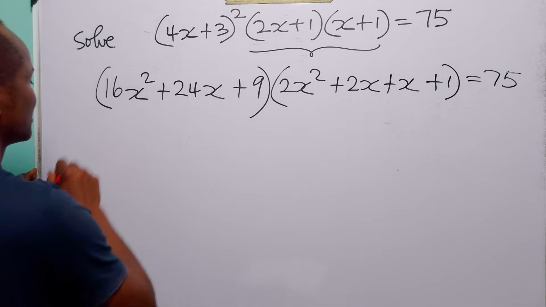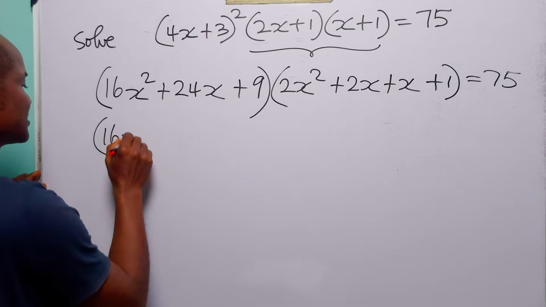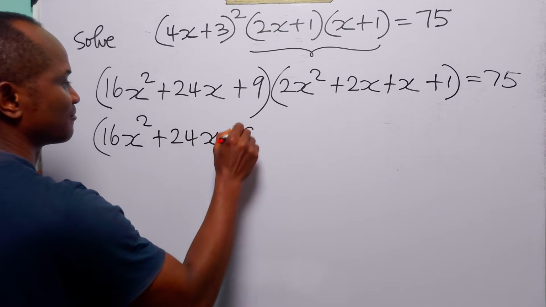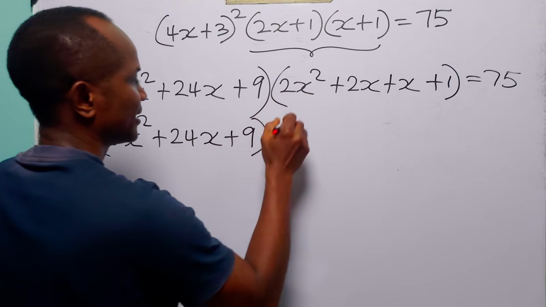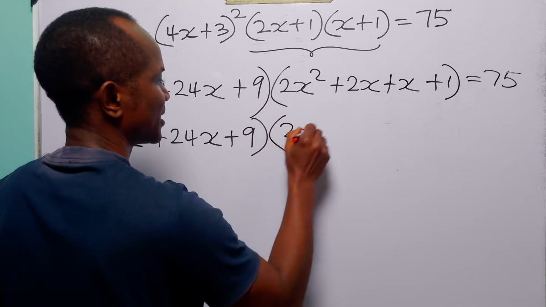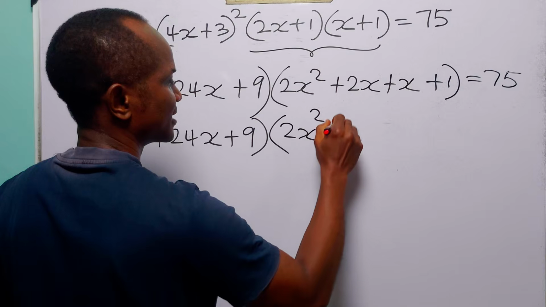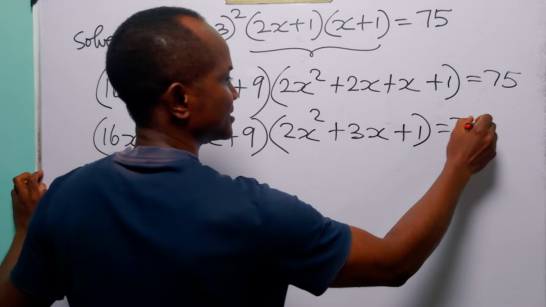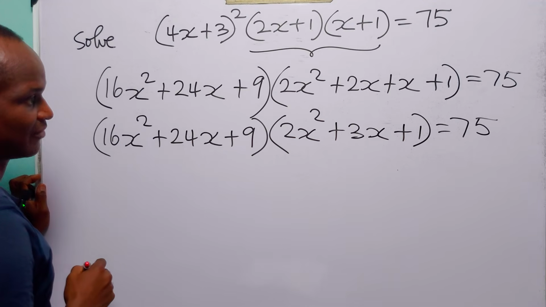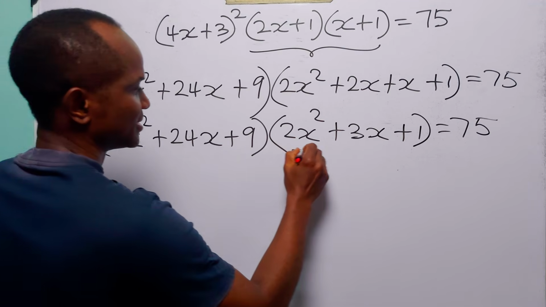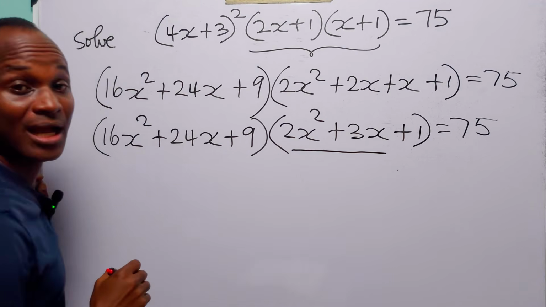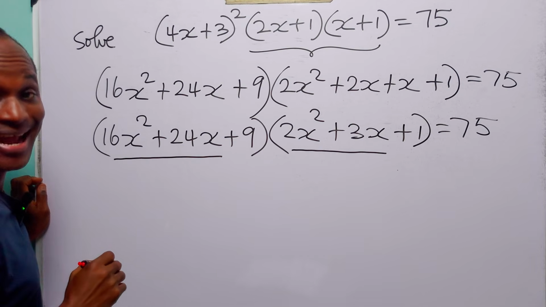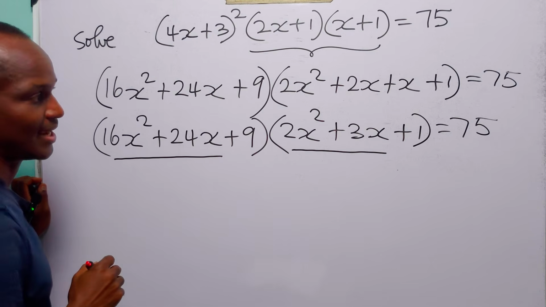Let us simplify this. Here we have 16x squared plus 24x plus 9. And here we have 2x squared. 2x plus x is 3x. Then we have 1. And this is equal to 75. Now look at this. Here we have 2x squared plus 3x. And here we have 16x squared plus 24x.